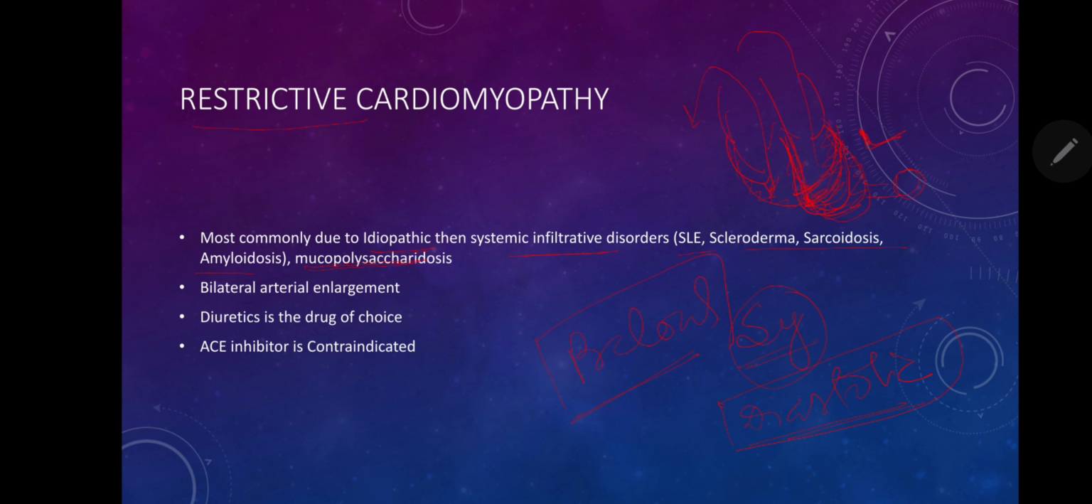If there is no congestion, we do not treat anything. In restrictive cardiomyopathy, the treatment of choice is diuretics if there are features of preload failure. ACE inhibitor reduces the systemic blood pressure but without increasing the cardiac output, so it is not indicated. It is contraindicated mainly in restrictive cardiomyopathy. We can give CCB because it increases diastolic compliance. So diuretics are the drug of choice and ACE inhibitor is contraindicated.